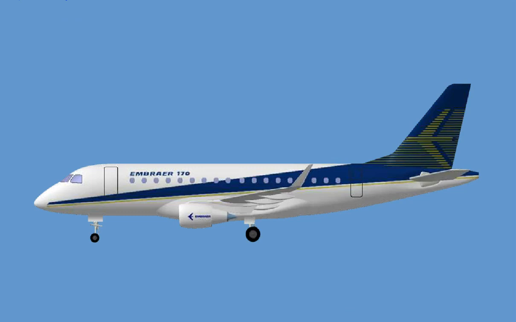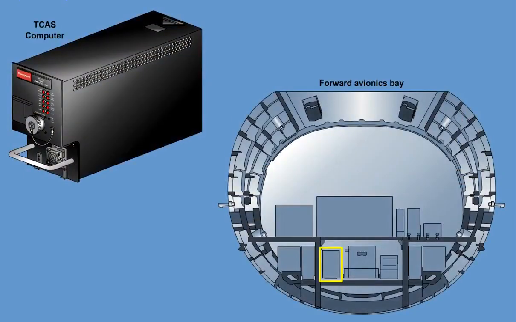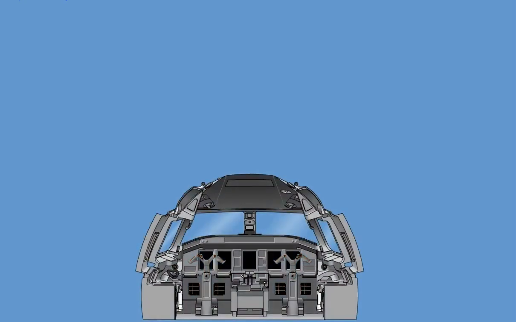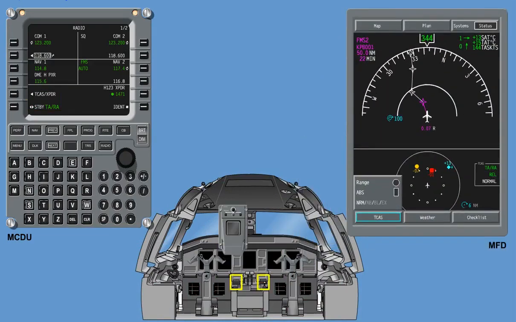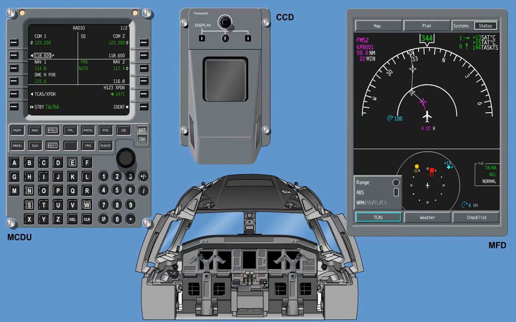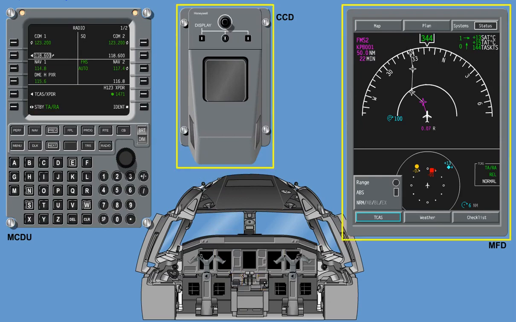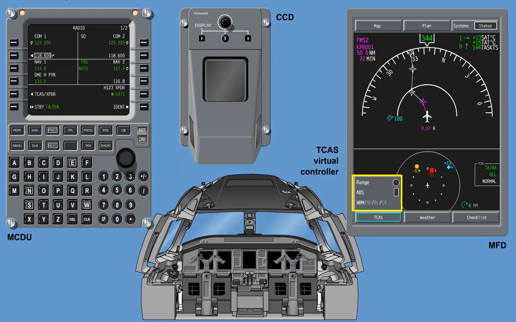The TCAS consists of the following components and associated controls. A directional antenna, located on top of the aircraft. An omnidirectional antenna, located on the bottom of the aircraft. The TCAS computer is mounted in the forward avionics bay. In the cockpit, the TCAS modes are selected through the MCDU, and the TCAS functions are selected on the multifunction display by the cursor control device. The CCD and the multifunction display together make up the TCAS virtual controller.